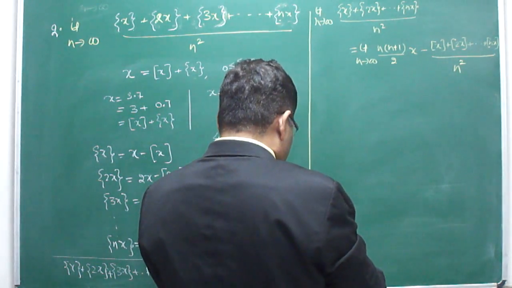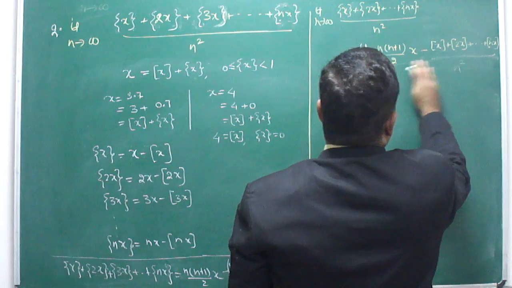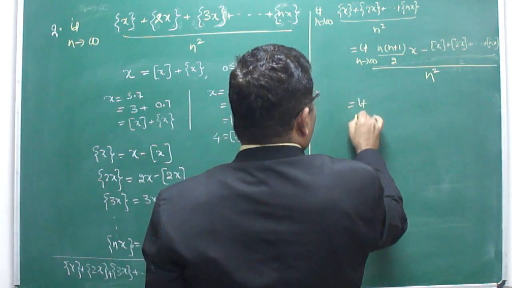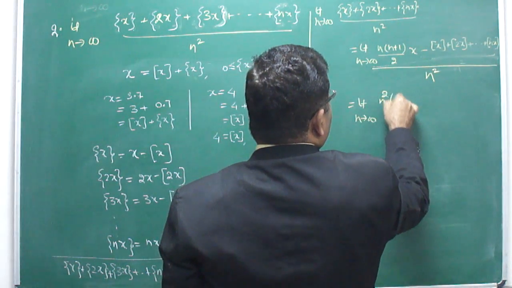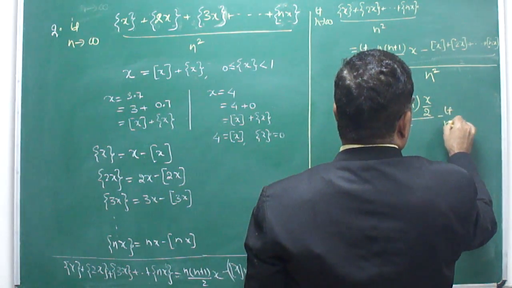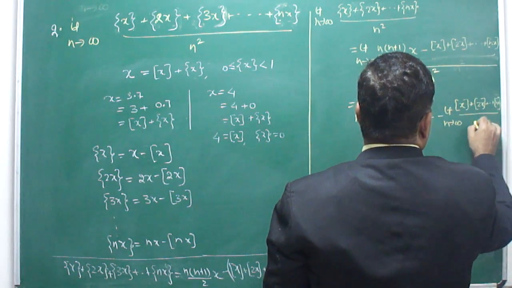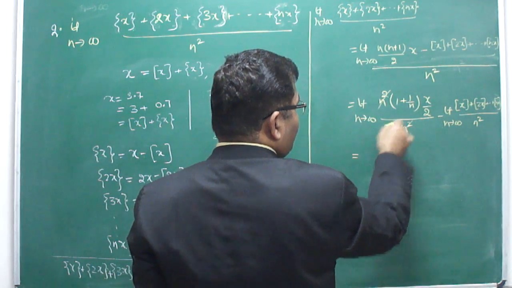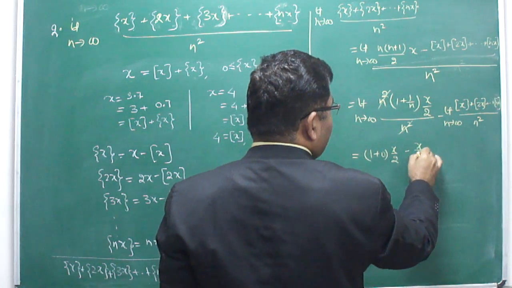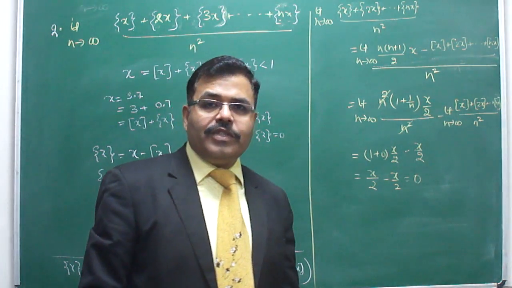So for this question, what will come here? Try to understand. This is whole divided by n square, because we divide all the things by n square. Now what will come? Limit n tends to infinity, if I take n common, n square plus 1 by n into x by 2 whole divided by n square, minus the limit n tends to infinity of greatest integer function x plus 2x plus up to nx whole divided by n square. Here n square cancels. What is left? 1 plus 0 into x by 2. And in the previous question we had done this, x by 2 was the answer. So x by 2 minus x by 2, what will come? 0. So the answer of this question would be 0.